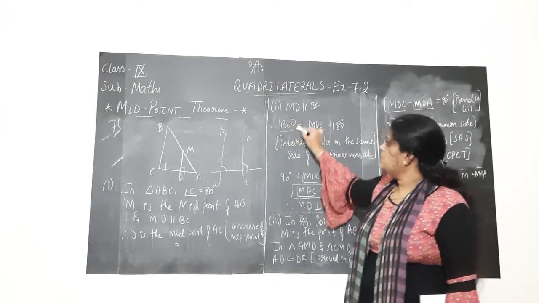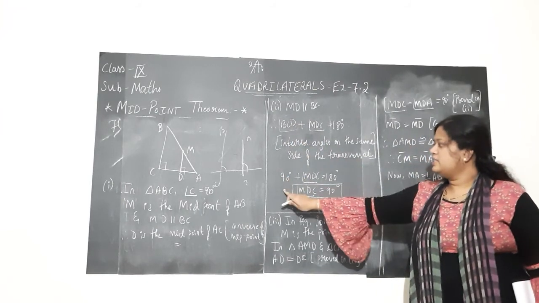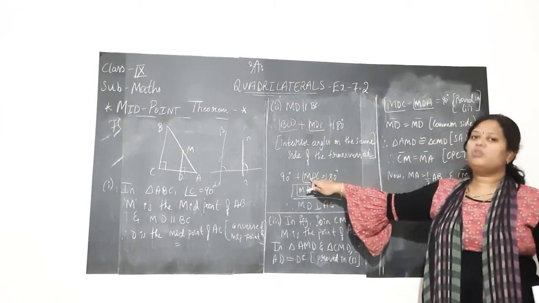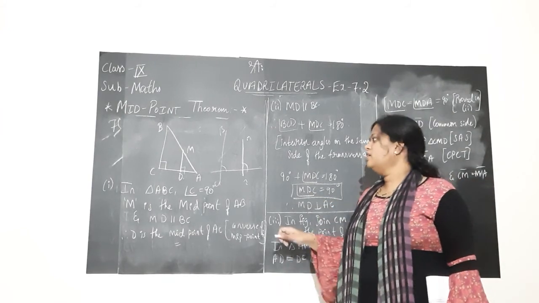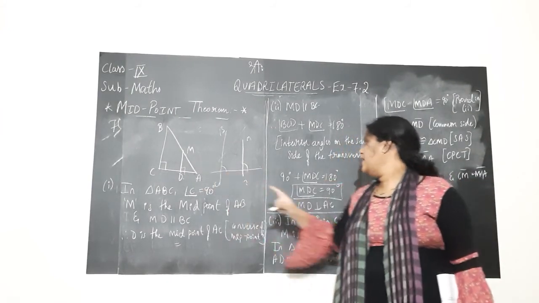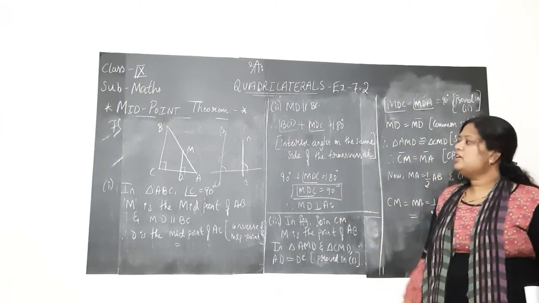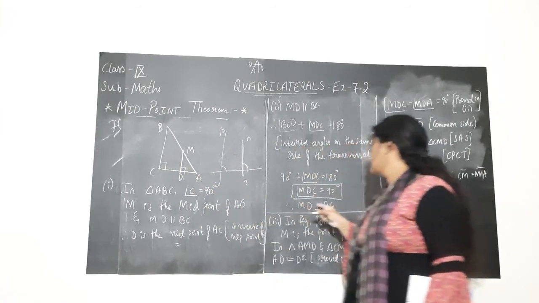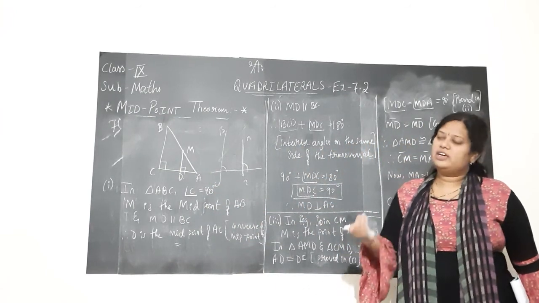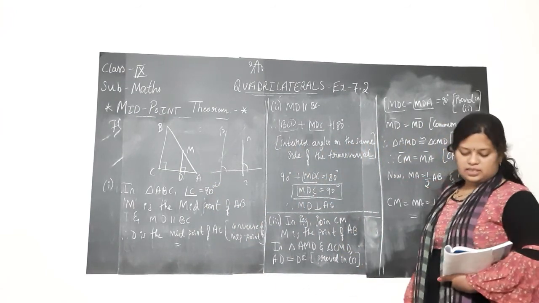Now we know what angle C is. So substitute. Angle C is 90 degree. MDC we don't know, keep it as it is, equal to 180 degree. So what is MDC, children? MDC we got as 180 minus 90, which is clearly 90 degree. Angle D is 90 degree, so obviously you can say MD is perpendicular to AC. Very simple. That is about the second sub question.